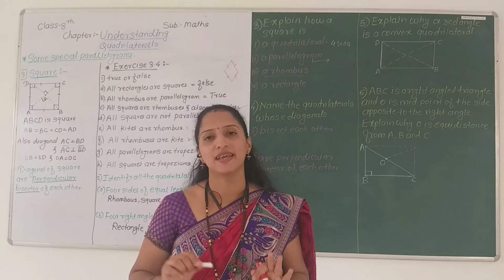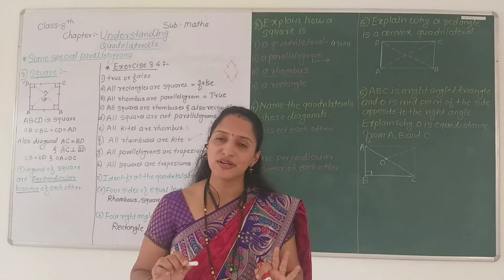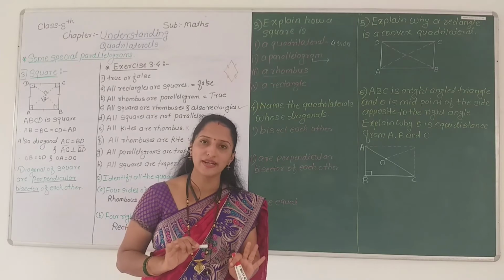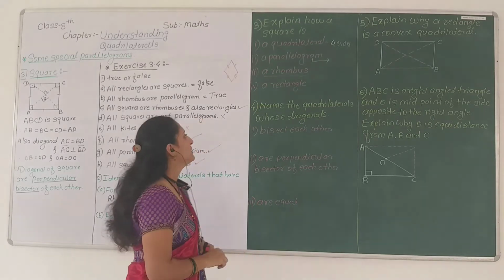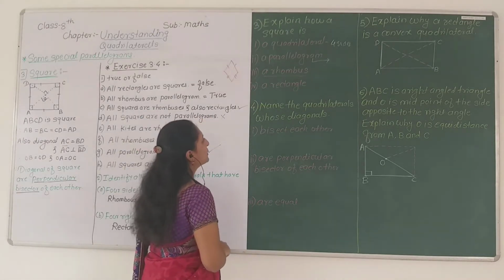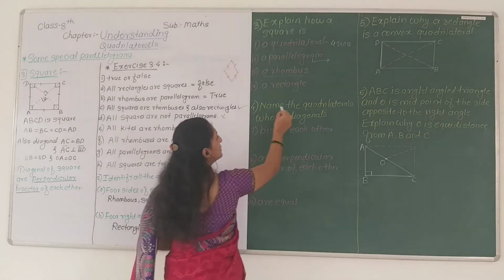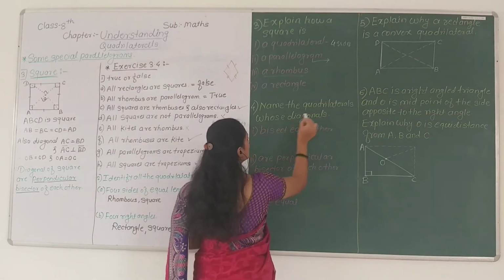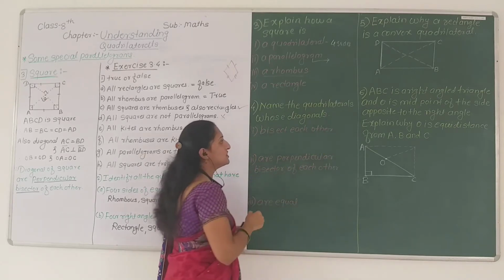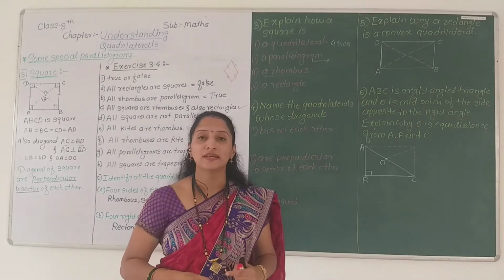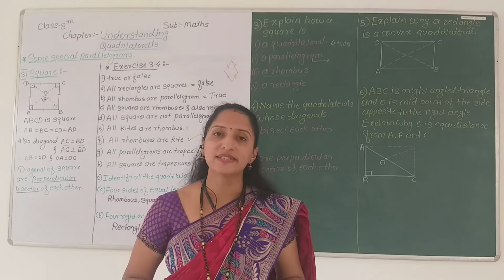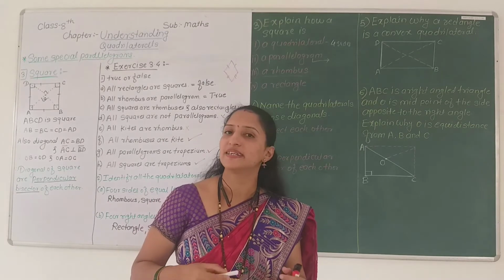Therefore, square is a rectangle. Okay students, did you understand how to write this? Yes. Now the fourth question: name the quadrilaterals whose diagonals bisect each other. You have to tell the names of the quadrilaterals whose diagonals bisect each other.